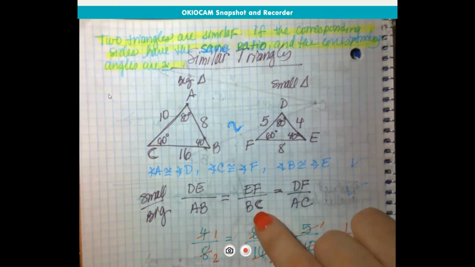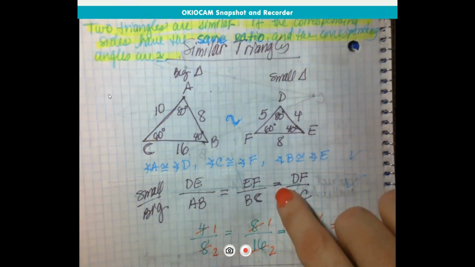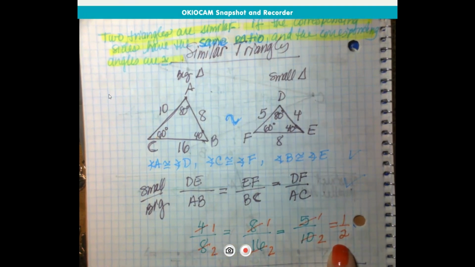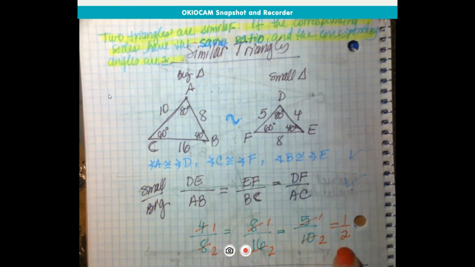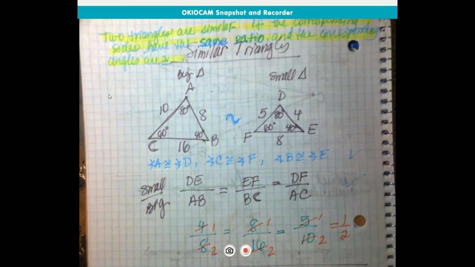And then, of course, 4 is not equal to 8 or equal to 5 or 8 equals to 16 or 10. But if we simplify each corresponding side's ratios, we are going to end with the same ratio, which is 1/2. So all the corresponding sides have the same ratio, and all the corresponding angles are congruent, right? So that is what it means being similar triangles.